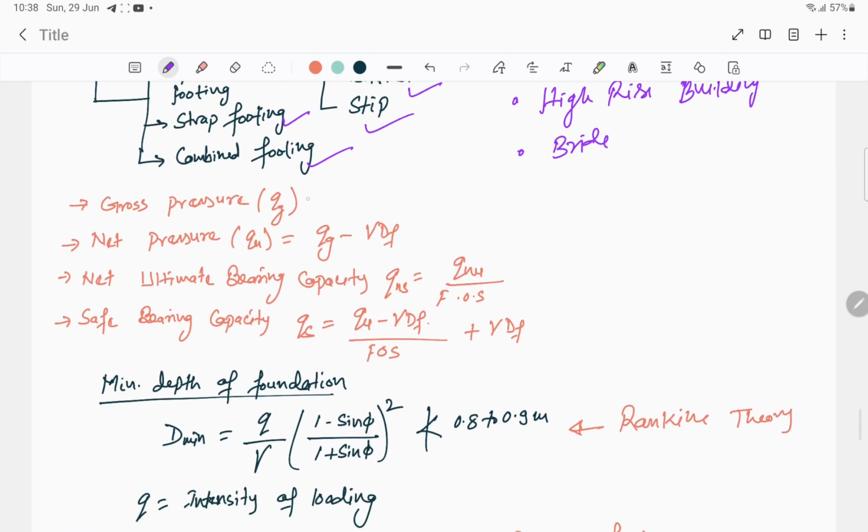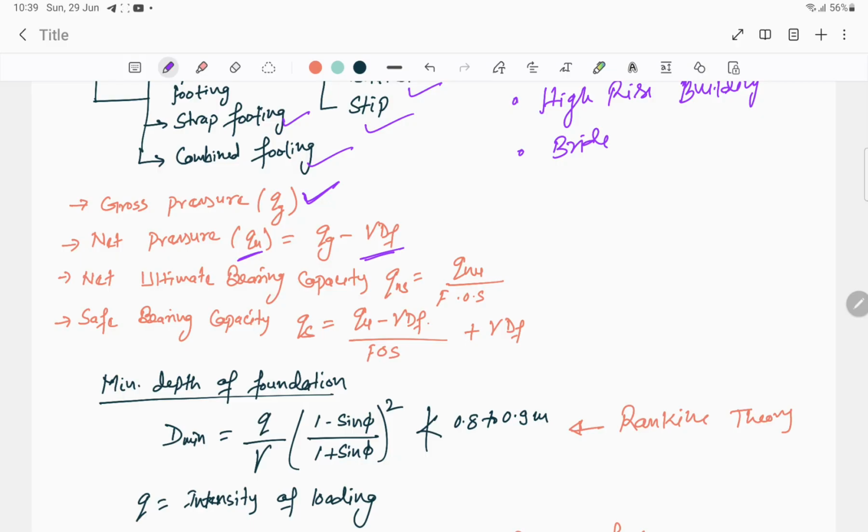One is called gross bearing capacity. The total load coming on the footing divided by the area of the footing is called gross bearing pressure. The total gross load divided by total area is called gross bearing pressure. And after that, net bearing pressure: when you subtract the overburden pressure, that is gamma Df, from the gross pressure, then it is called net bearing pressure, Qn. So Qn is nothing but Qg minus gamma Df, where gamma Df is the overburden pressure.